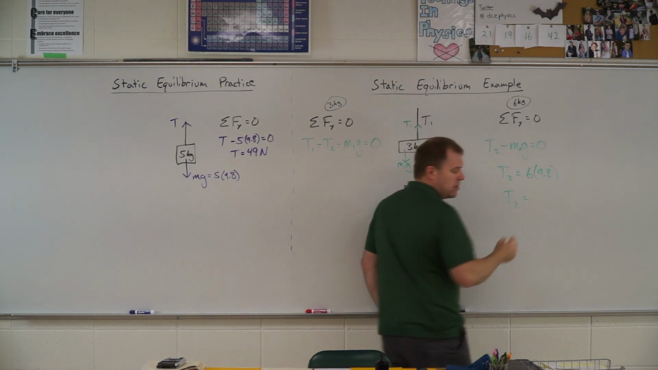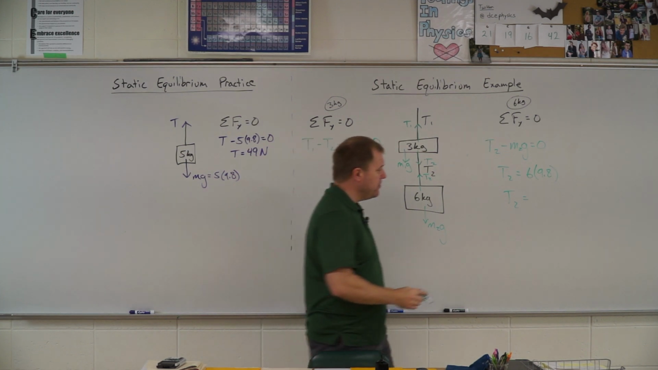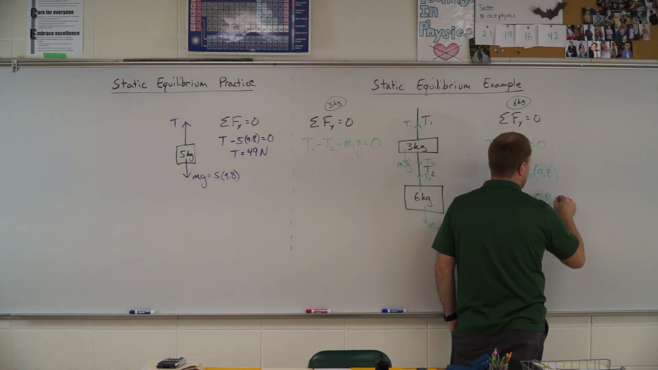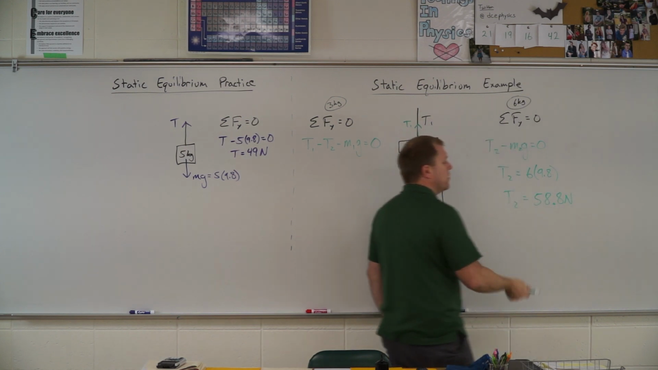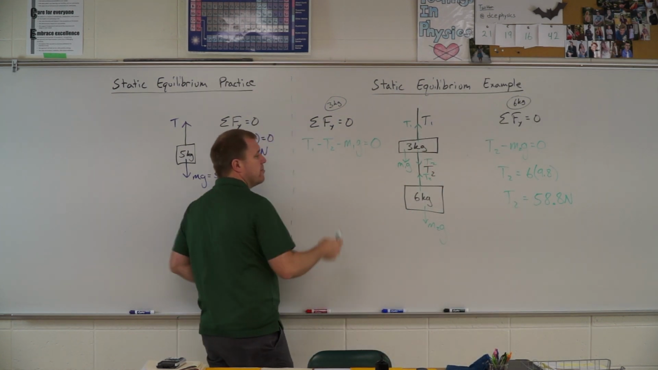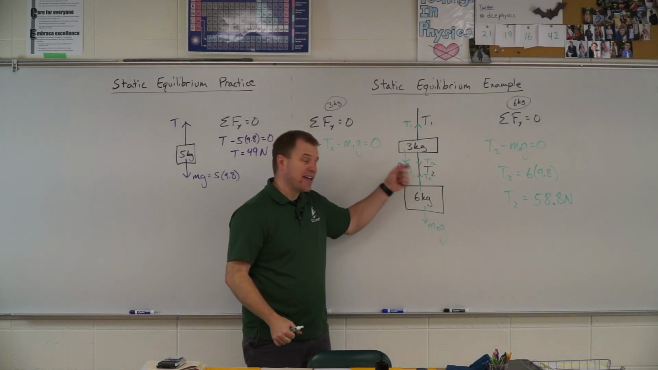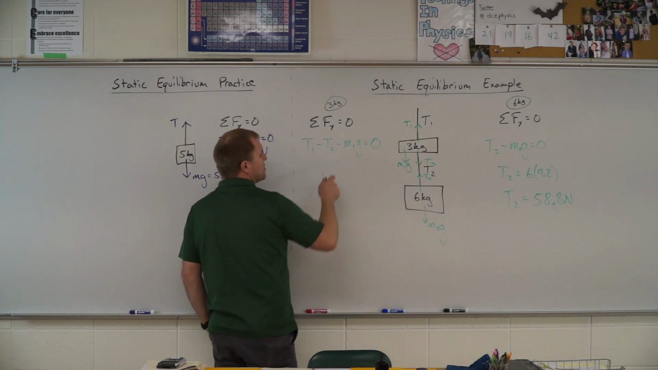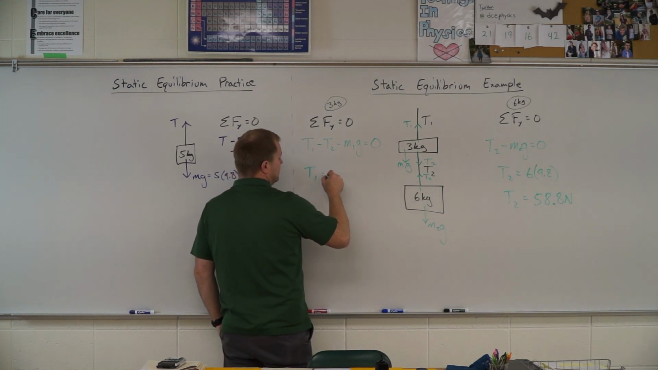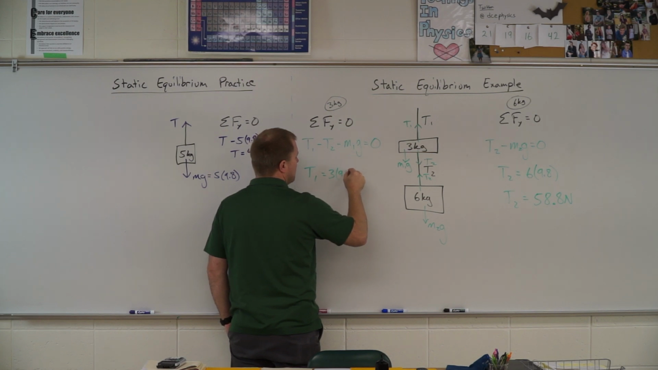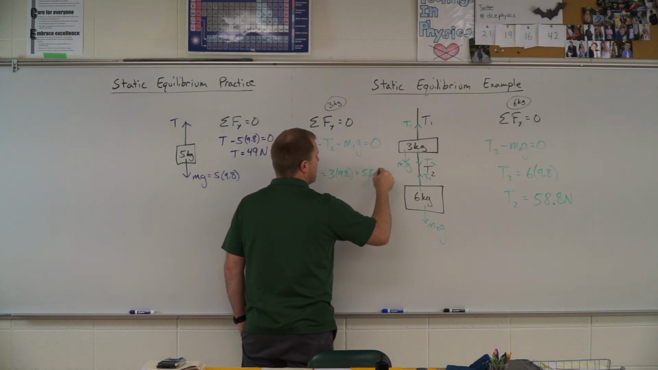So T2 comes out to be 58.8 newtons. Well, now that I know T2, I can bring that over here because whenever we have multiple masses, there's that common force. I can say T2 is going to be 58.8, find T1. So I have 3 times 9.8 plus that 58.8.